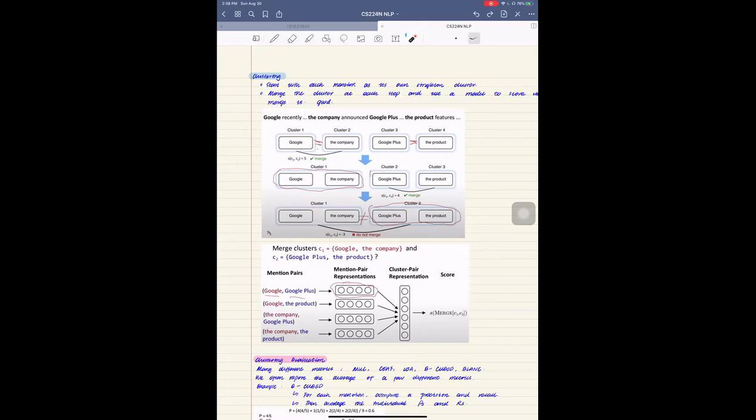So basically, suppose we have the 2 clusters right here. Suppose we try to merge the 2 clusters. Then we're going to consider every single pair of spans between the 2 clusters right here. So those are all the span pairs we have. Then we're going to encode each of them into a span pair representation.